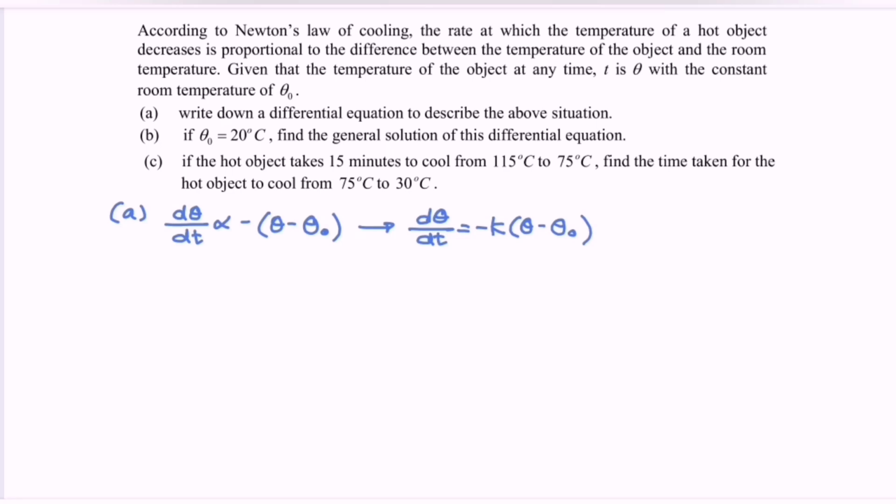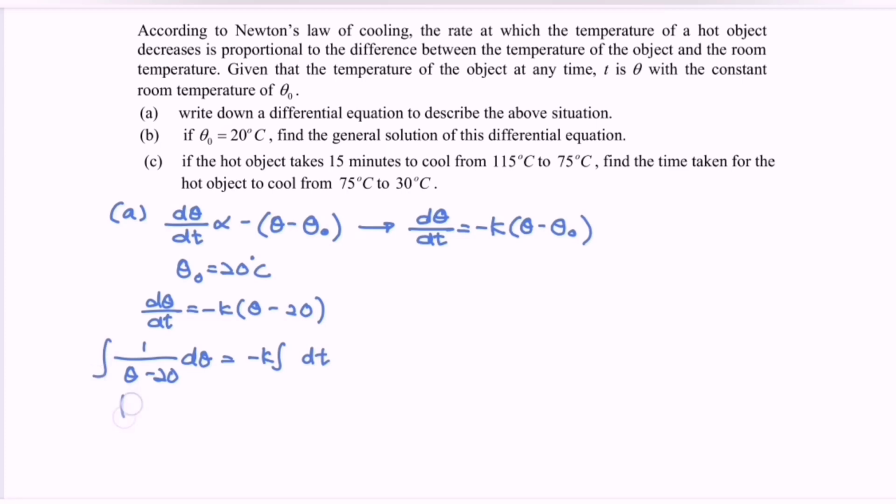B, if theta naught is equal to 20 degrees Celsius, find the general solution of the differential equation. At first, focus on d theta dt equals negative k bracket theta minus theta naught. Here, theta naught will be replaced by 20 degrees Celsius. So separable variable: 1 over theta minus 20 d theta equals negative k integrate dt.